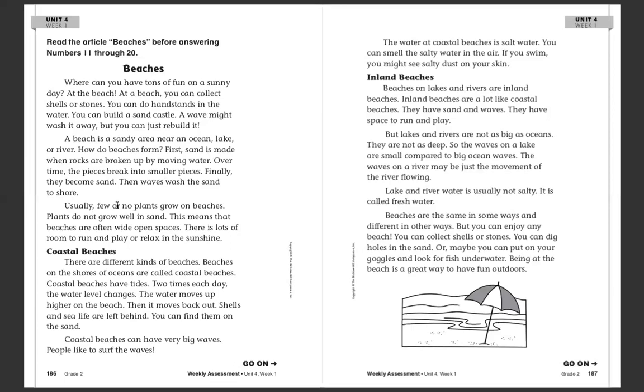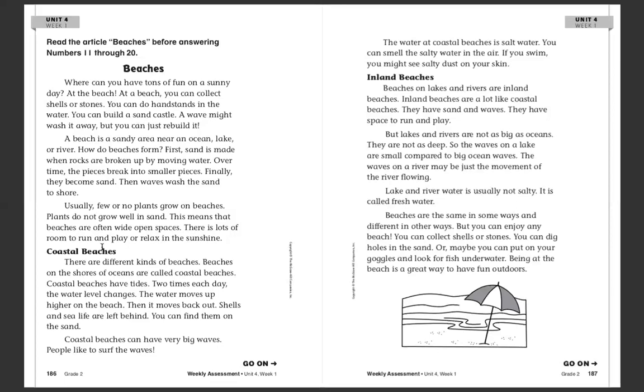Usually, a few or no plants grow on beaches. Plants do not grow well in sand. This means that beaches are often wide open spaces. There is lots of room to run and play, or relax in the sunshine. So it seems like these are all ways that beaches can possibly be the same.